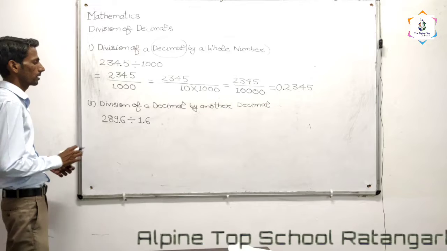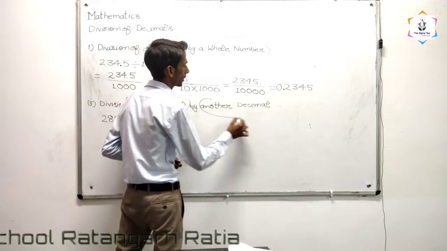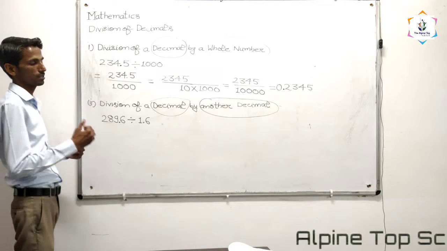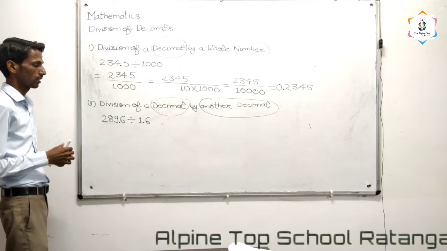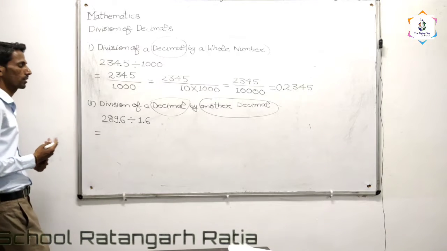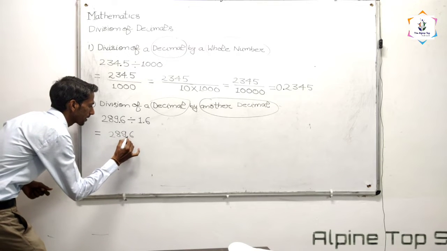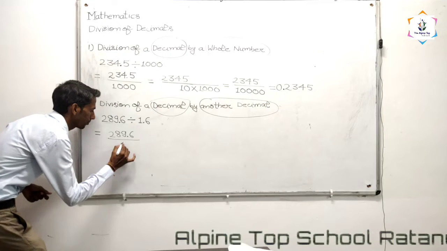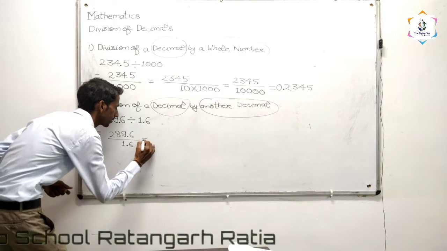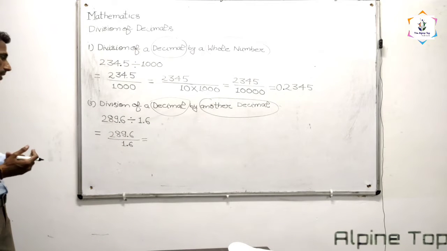Now see the second one, division of a decimal by another decimal. Now this is the second concept, dear students. Now we have to divide a decimal number by another decimal. How will it happen? See carefully. First step as it is, which we performed in the first part: 289.6, because we want to divide it by 1.6. Now dear students, convert the decimal numbers into decimal fractions.